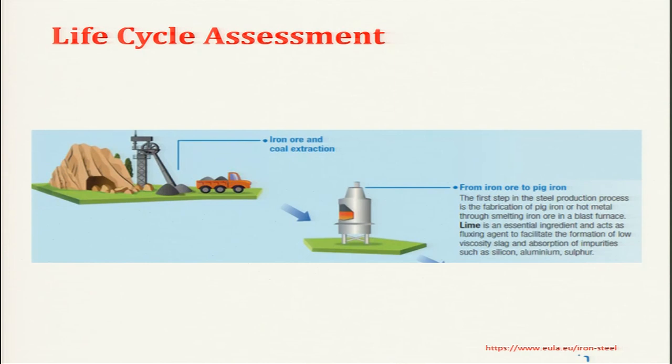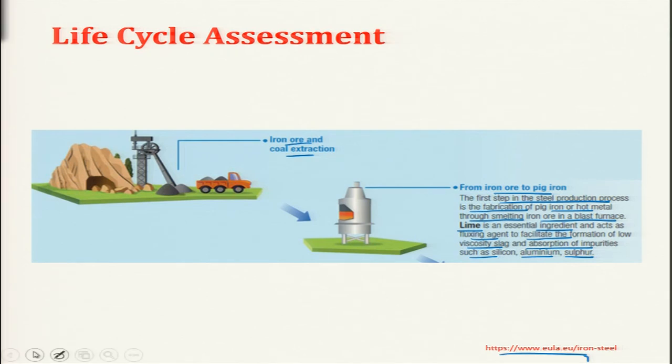So, this is taken from the reference here. So, iron ore and coal extraction is there. First, pig iron is produced. The first step in the steel production process is the fabrication of pig iron or hot metal through smelting iron. This is a blast furnace from which lime is an essential ingredient that acts as a fluxing agent to facilitate the formation of low viscosity slag and absorption of impurities such as silicon, aluminum, sulfur and so on.